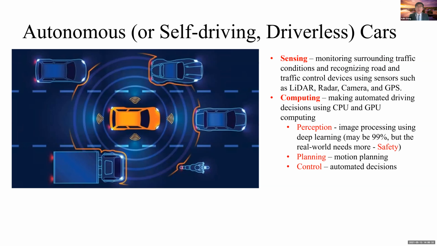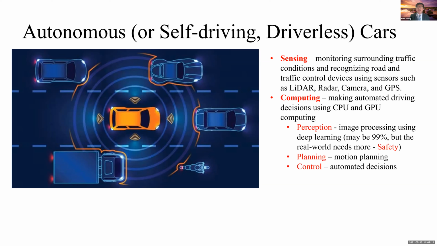I think everybody knows what autonomous vehicles, self-driving or driverless cars are, and it's a very popular topic now. Basically, they use onboard sensors to monitor the surrounding traffic conditions and recognize the road and control devices, such as expensive LiDAR, radar, camera, and GPS. Using that data, they do the computing part, to make autonomous driving decisions: first perception, then planning, and then control of the vehicle.